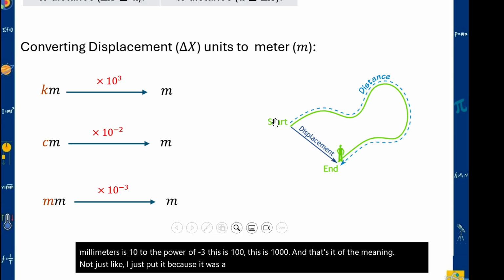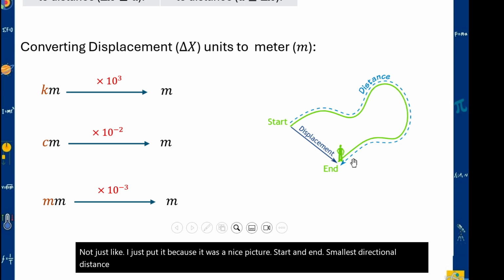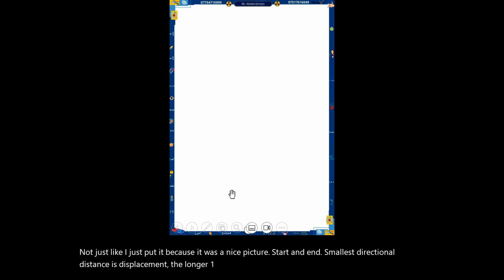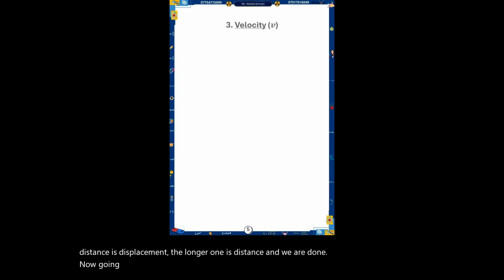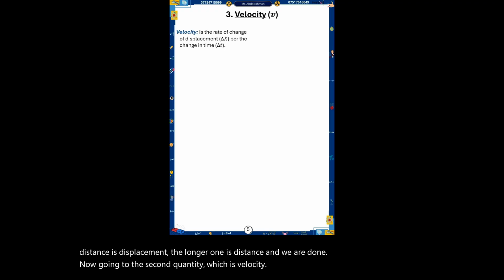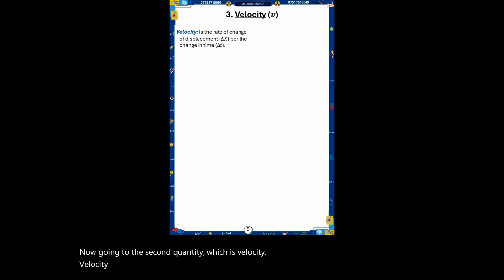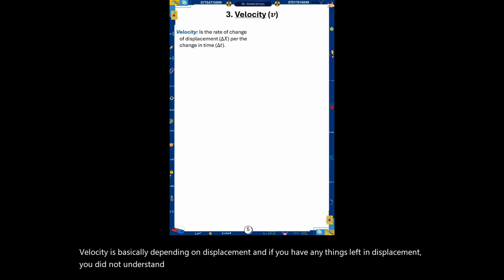Start and end. The smallest directional distance is displacement. The longer one is distance. And we are done. Now going to the second quantity, which is velocity. Velocity basically depends on displacement. If you have anything left in displacement you did not understand, you must go back to it. You must fix it now, okay? If you have it perfectly done, then stick with me to understand velocity.